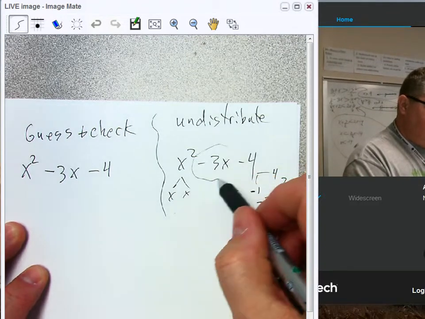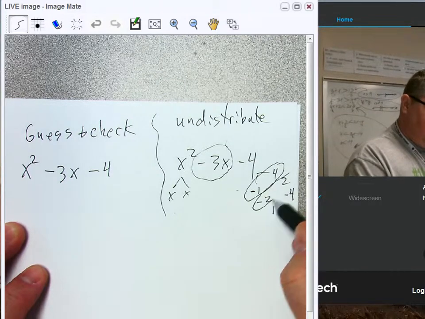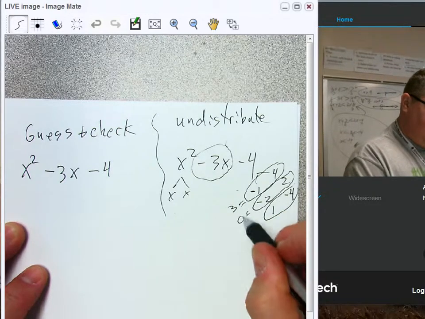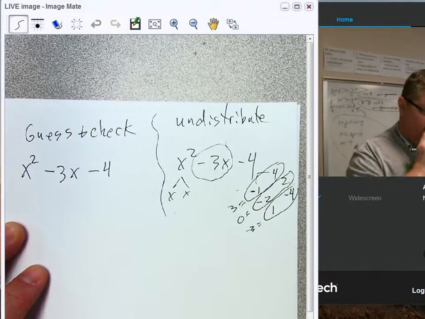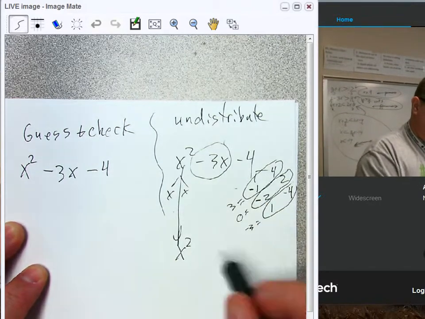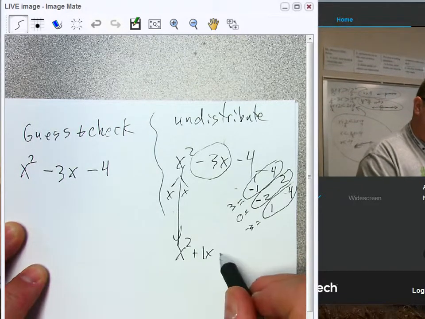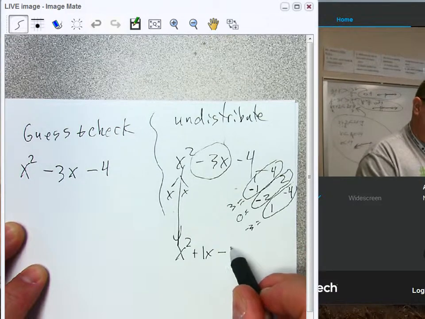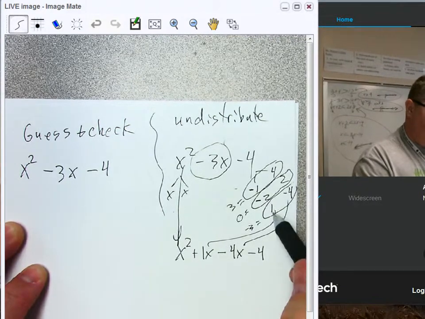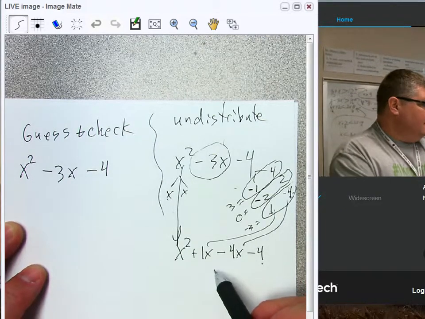Now, here's my question. We're looking for what in the middle? Negative 3. Which one of these makes negative 3? Well, here you got 3. This is 0, and this is negative 3. So which ones am I interested in? So I got x squared plus 1x. How do I know it's plus? Because it's positive. Then what? Minus 4x. Then minus 4. Because they multiply to make negative 4, but they add to make negative 3.